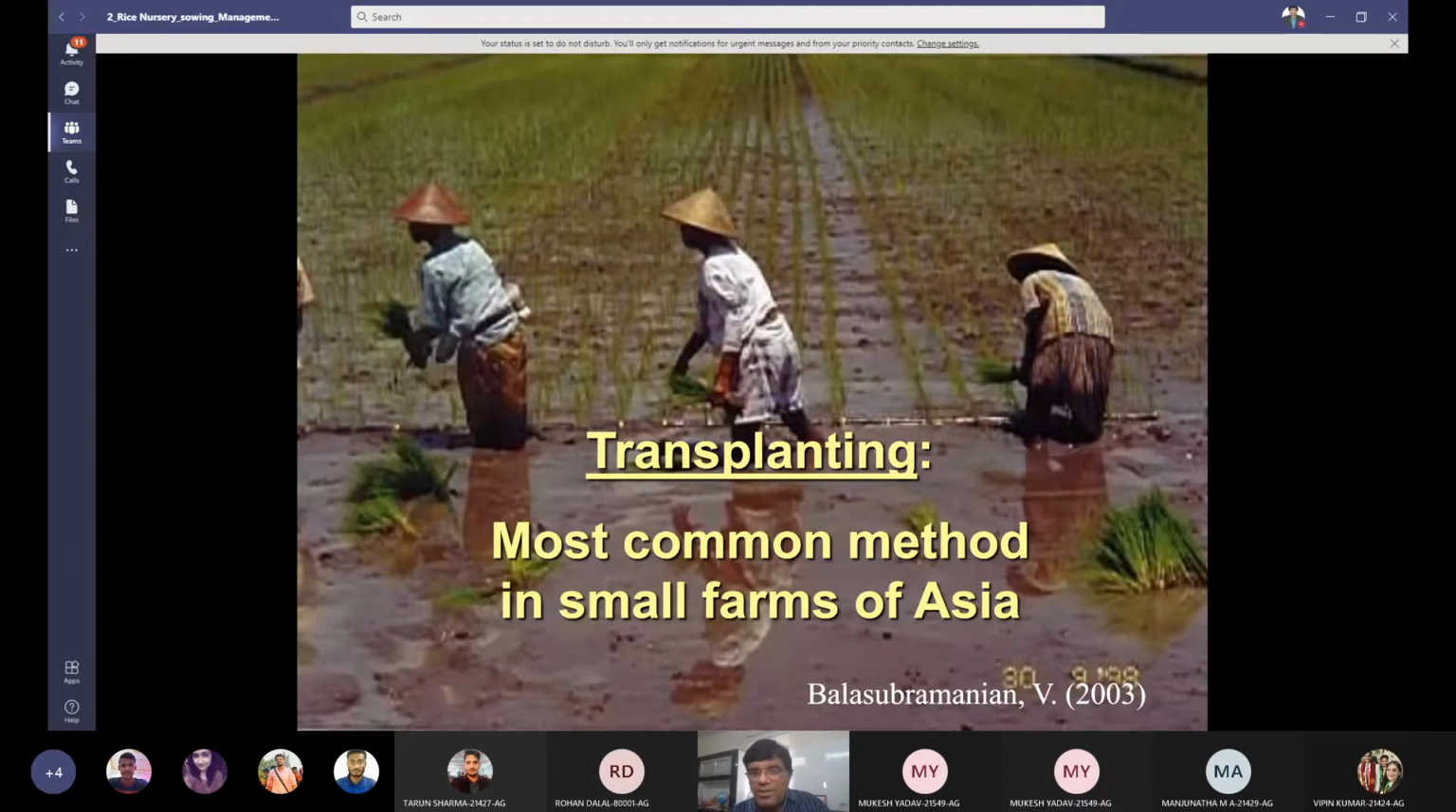Now you see, why we grow rice nursery for transplanting. In transplanting, you need seedlings. And of course, transplanting is a very common method, particularly in lowlands. Your irrigated lowlands and rain-fed lowlands, and sometimes even in deep water rice, they go for transplanting. In deep water rice, both direct seeding and transplanting is practiced.